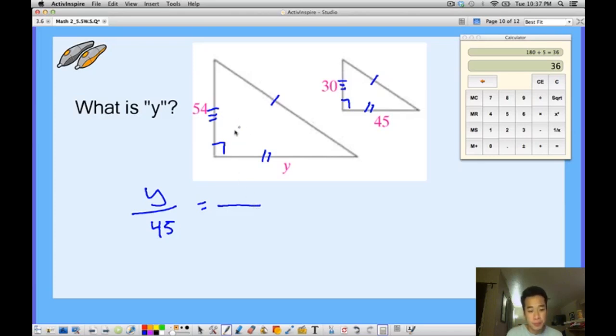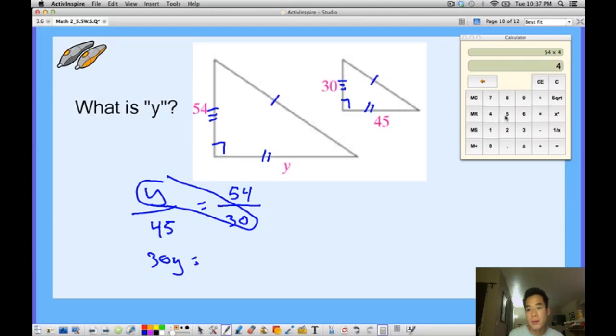In this case, since y is first, I'm going to find my numerator, my second fraction comes from the same shape as my variable in this case. So that will be 54. And then that's 3 tick marks, so go to the other side, find the other 3 tick marks. That's 30. Cross multiply. I get y times 30 is 30y equals 54 times 45.